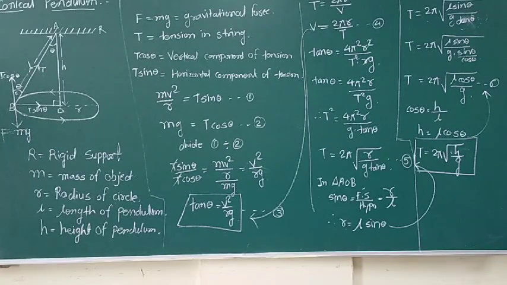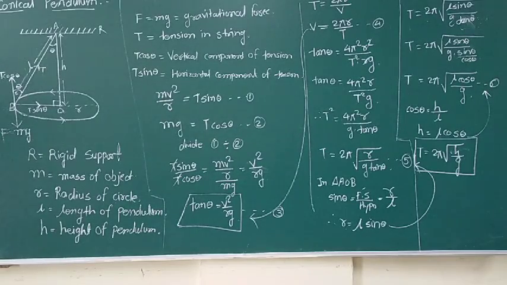Let r be the radius of a circle. In a conical pendulum, that object is moving in a horizontal circle, so r is the radius of the circle. Let L be the length of the pendulum, and h be the height of the pendulum.